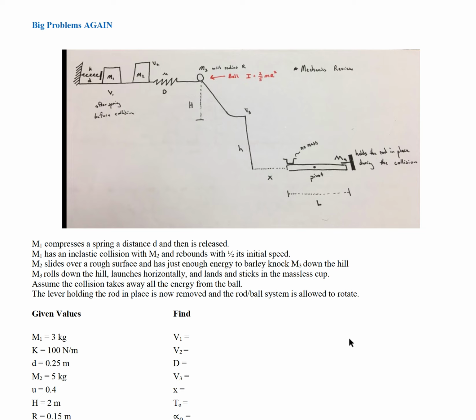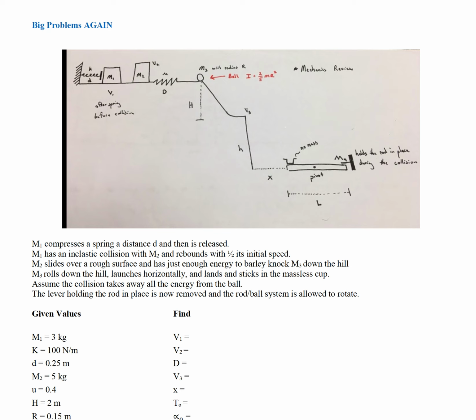It does tell you all this information. M1 has an inelastic collision with M2 and it rebounds with half its initial speed. Then M2 is going to slide over a rough surface and it's going to lose all its energy and just nudge M3. M3 is going to roll down the ramp and then be launched horizontally. And then it's going to stick in this massless cup. The collision itself is going to take away all the energy from the ball. And then this lever is going to release down here and let the whole thing rotate. Okay, kind of got this set up.